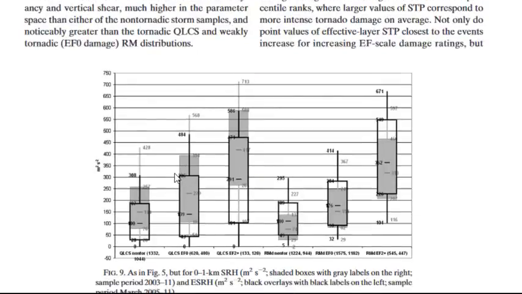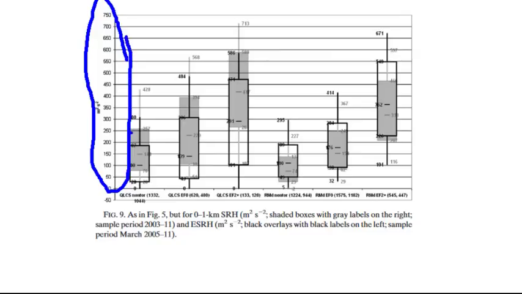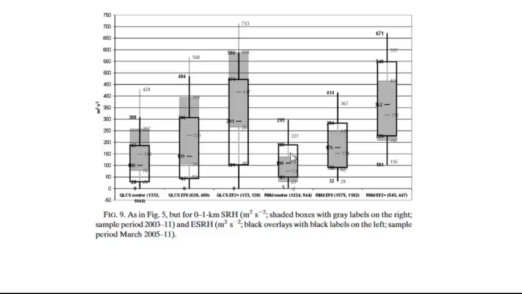And let me go to the next one. This is going to be the 0 to 1 kilometer storm relative helicity. And what we see here is a little bit better differentiation between the different types there. And you can see the representative values there. And what we're seeing here is the shaded boxes. Those are going to be your 0 to 1 kilometer SRH, and then our effective SRH is the black overlays.